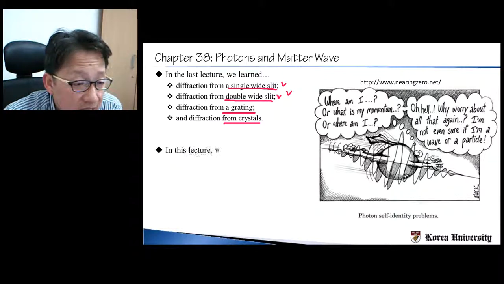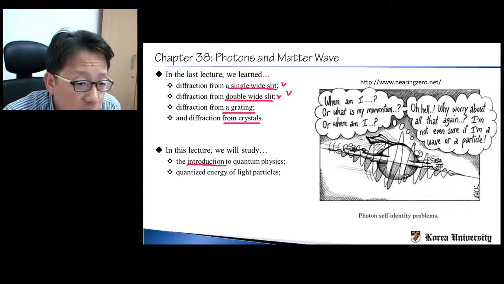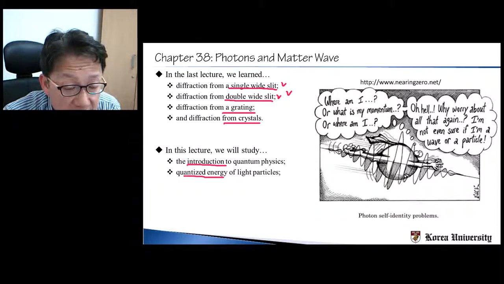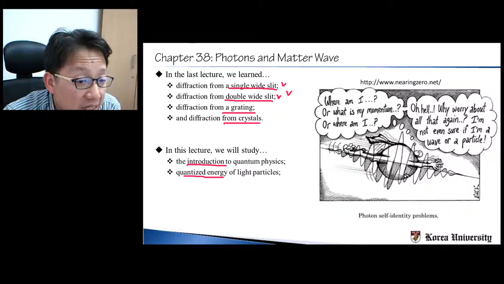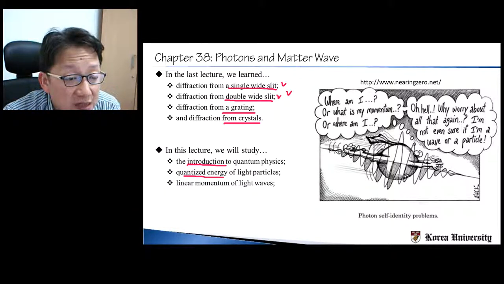Okay. So in this week, we will study quantum physics. We will begin with the introduction to quantum physics, and we will study the quantized energy of light particles. Actually, we have been studying light as a wave, but here we will study that light is also a particle. And we will also study that light waves have linear momentum. In Newtonian physics, the linear momentum was proportional to the mass. But light does not have a mass, so how can there be any linear momentum? It's very strange in classical physics, but it is possible in quantum physics.